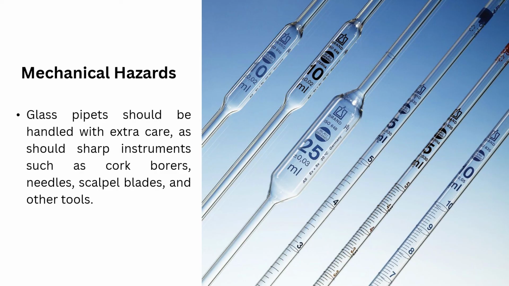Laboratory glassware itself is another potential mechanical hazard. Agents such as glass beads or boiling chips should be added to help eliminate bumping or boil over when liquids are heated. Tongs or insulated gloves should be used to remove hot glassware from ovens, hot plates, or water baths. Glass pipettes should be handled with extra care, as should sharp instruments such as cork borers, needles, scalpel blades, and other tools. A glassware inspection program should be in place to detect signs of wear or fatigue that could contribute to breakage or injury.